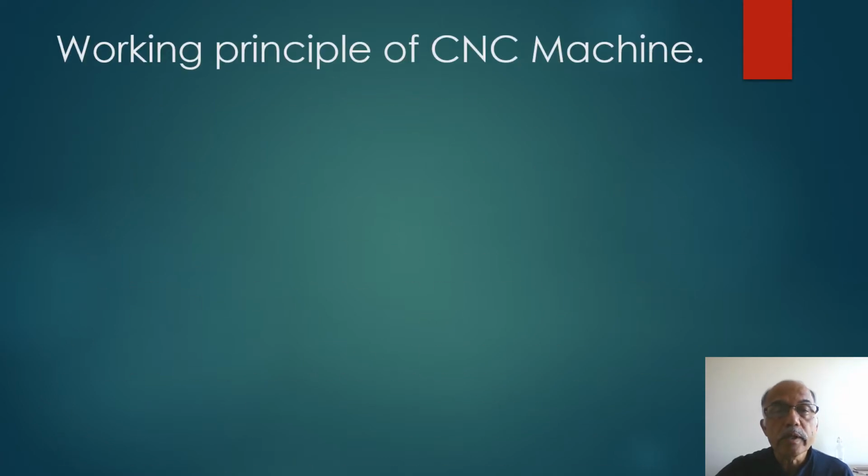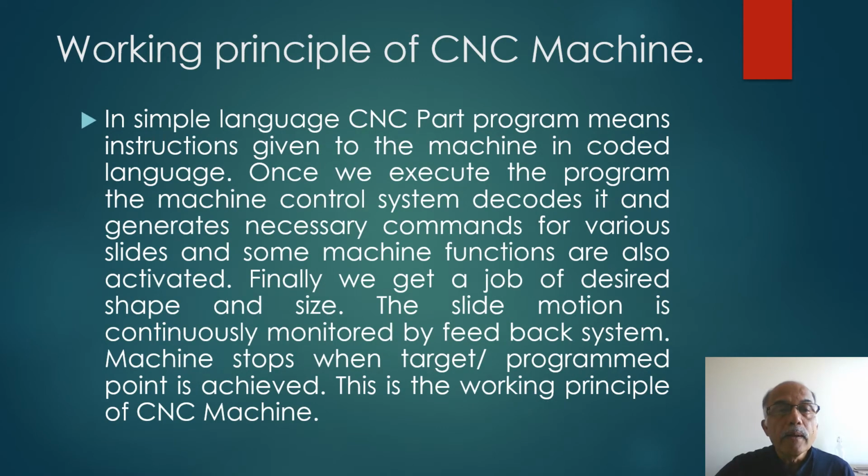Now we will discuss the working principle of CNC machines. In simple language, CNC part program means instructions given to the machine in coded language. Once we execute this program, the machine control system decodes these instructions and generates necessary commands for various slides. Also, some machine functions are activated. Finally, we get the job of desired shape and size. The slide motion is continuously monitored by a feedback system. Machine stops when the target or program point is achieved. This is the simple working principle of a CNC machine.